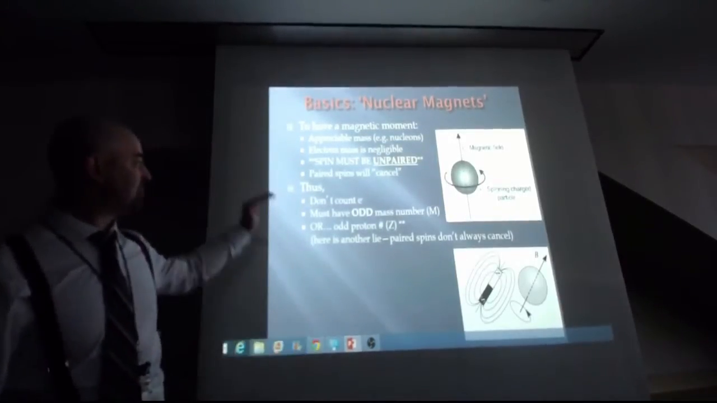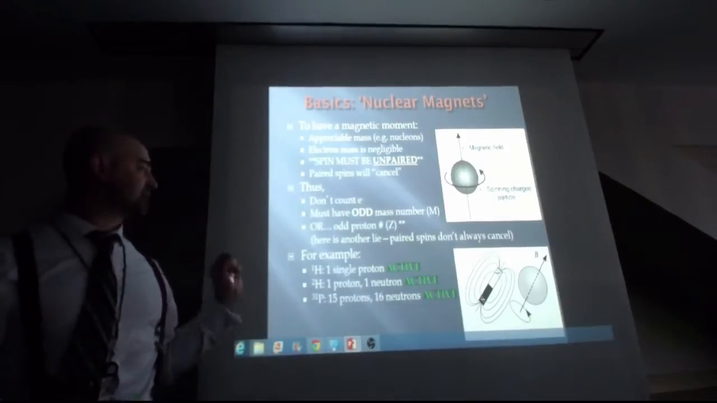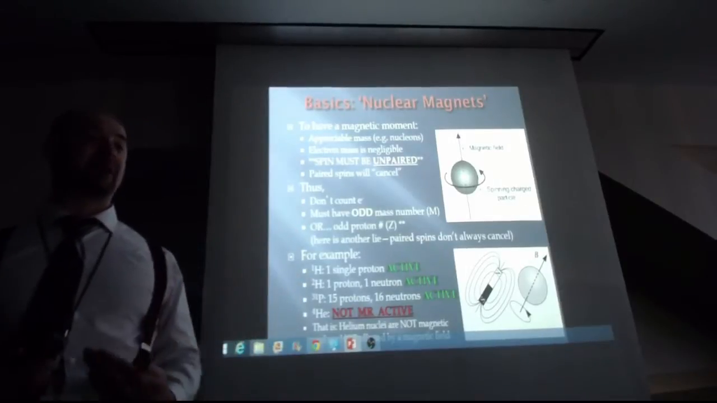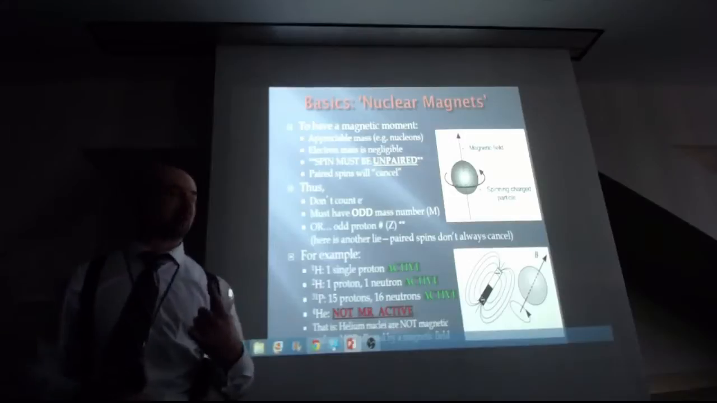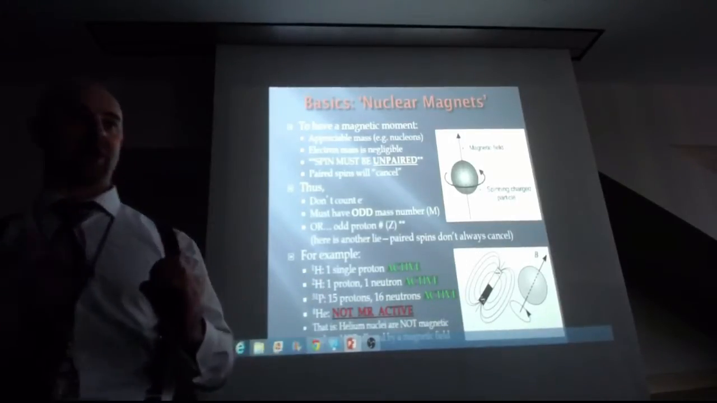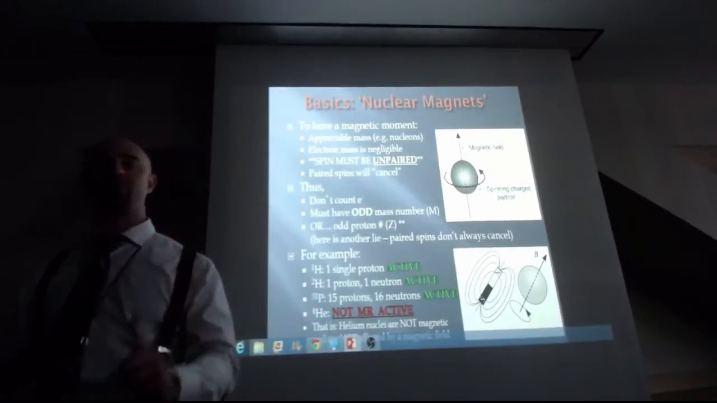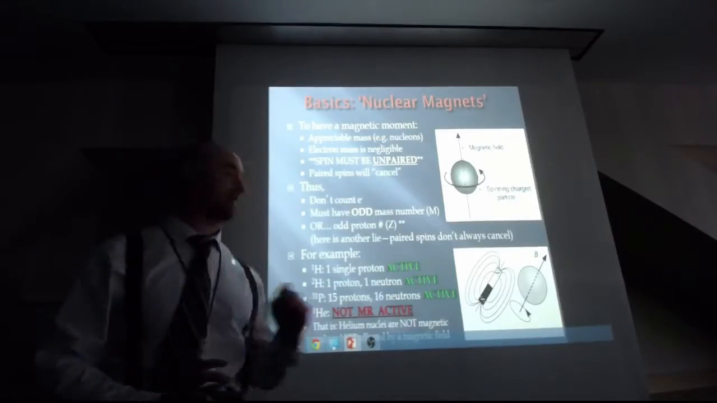Here's an exception. You have to be unpaired, but if you have an even total mass number yet an odd number of protons, the fact that the proton on a macroscopic scale is charged will override the contribution of the neutron in the overall nuclear magnetism. Key point: odd mass number, or odd proton number.